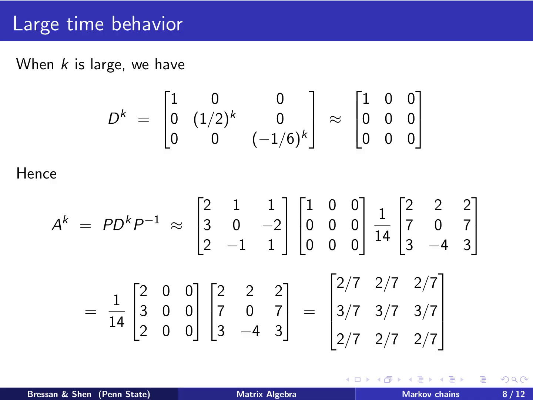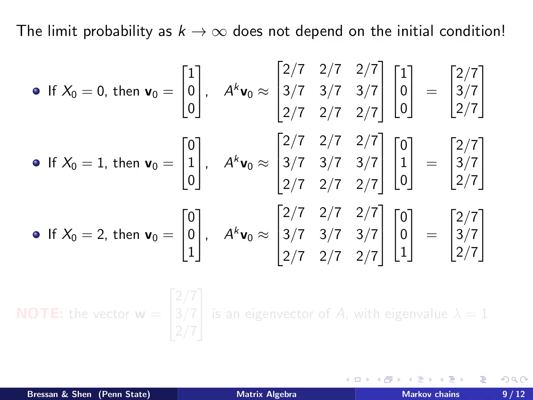Let's take a look at this matrix here. We notice that if we look at each column, column 1, column 2, column 3, they are the same. Curious, huh? As a consequence of that observation, we can see that the limit probability as k goes to infinity does not depend on the initial condition. So we can check it easily.